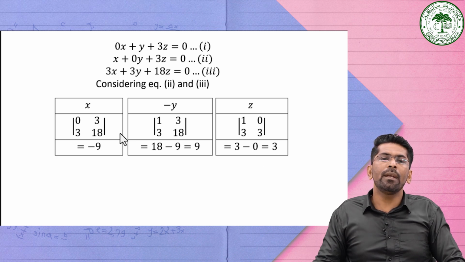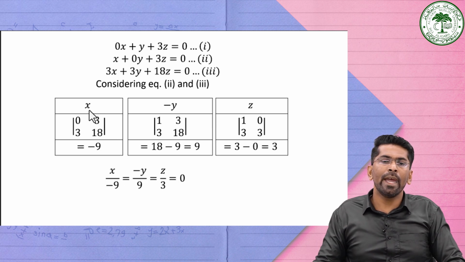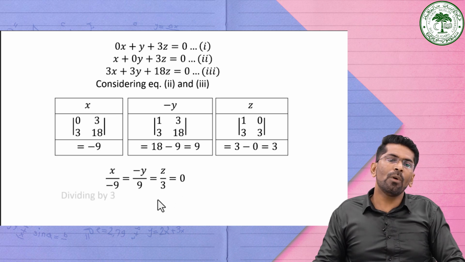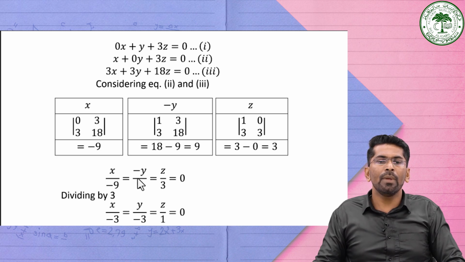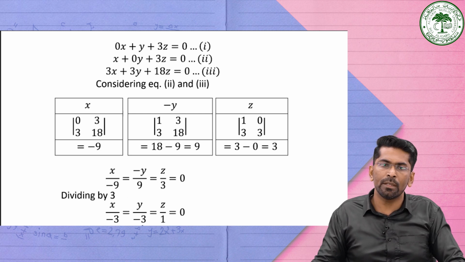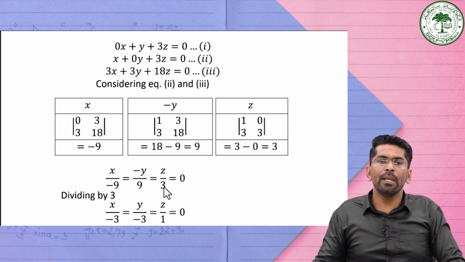So now I am going to write the determinant values and x, y and z in this particular format. So x divided by the determinant value minus 9 is equal to minus y divided by 9, and z divided by 3, which is equal to 0. Now if you go for dividing the denominators by 3, then it will become minus 9 divided by 3 which is equal to minus 3. Then here we have 9 divided by 3, and the minus sign I am taking into the denominator, so it will become again minus 3. Then 3 divided by 3 which is equal to 1, which is equating with 0.